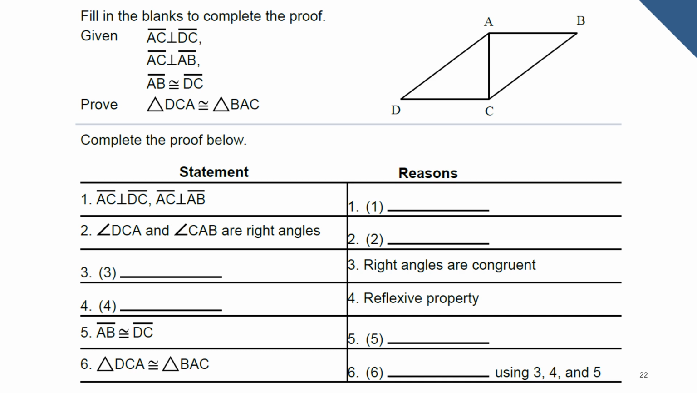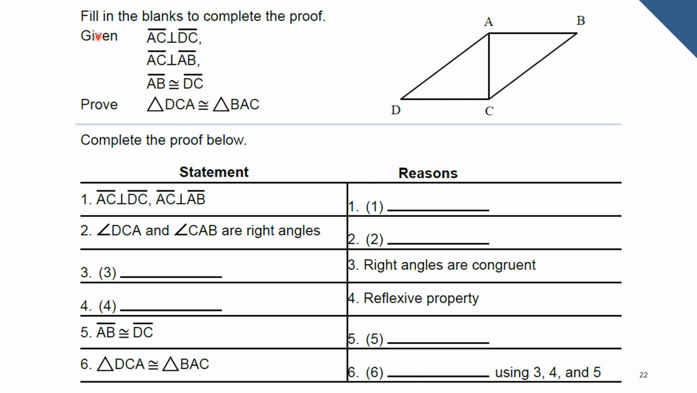Okay, so let's look at our first proof. We're going to start by just looking at what we are given. We're going to take a look at our diagram. We're going to look at what we're trying to prove, and then we'll get into all this stuff at the bottom. So right now I just want you to focus your attention up here at the top, and we're just going to read through this information. Fill in the blanks to complete the proof. So we're given some information here. You can see those three little lines of information. We're asked to prove that these two triangles are congruent.